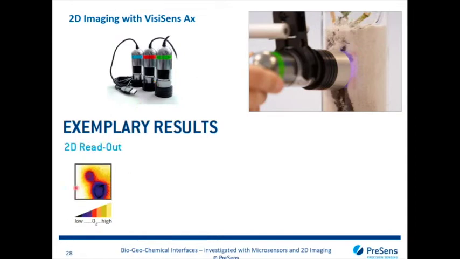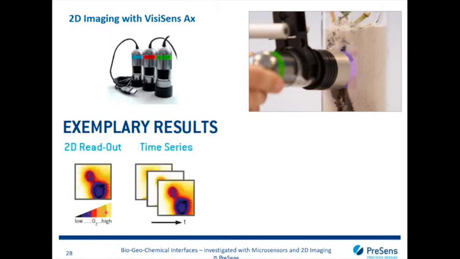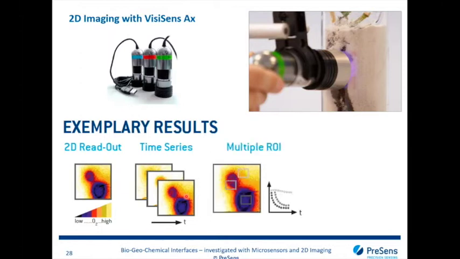What you first get is a two-dimensional readout with the colors in each pixel representing a certain analyte value, and you can do either a one-shot measurement to see what's going on in your sample, or you can also investigate it in a time series and, for example, play it like a slideshow and see what changes and which is the most important region that you want to investigate.